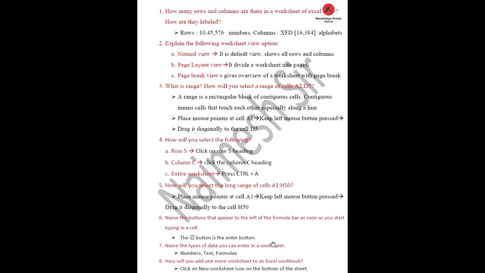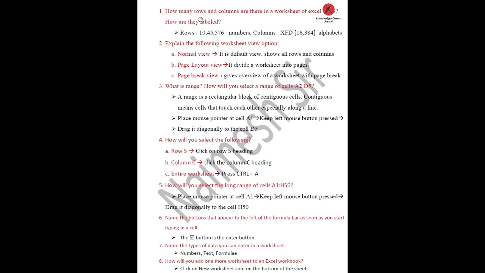The cell reference for a range of cells that starts in cell B1 and goes over to column E and down to row 8 is called B1 to E8. The name box displays the address of the selected cell. The number of worksheets in a workbook by default is 1. A worksheet opens in normal view by default.